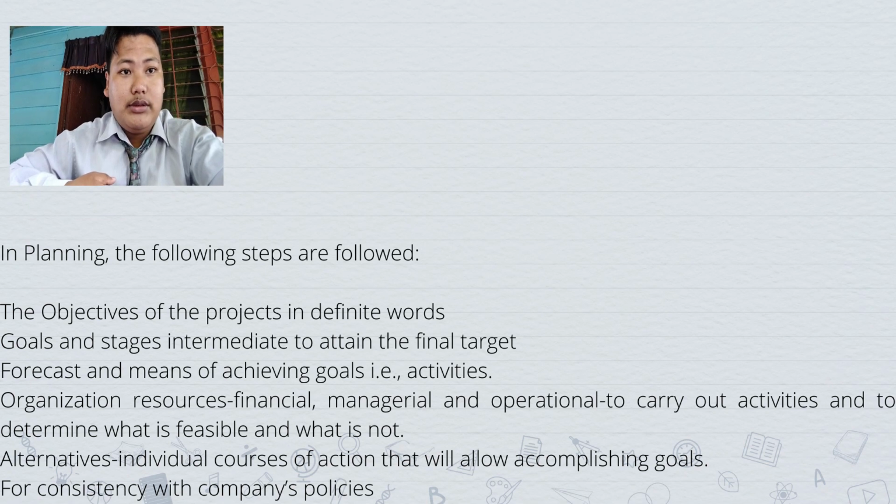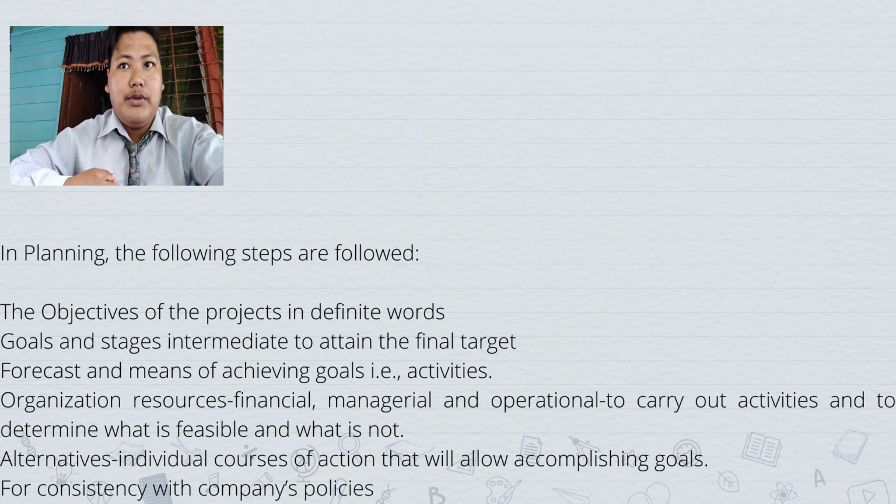In planning, there are several steps that need to be followed. The first one, the objectives of the project are defined in words, goals and intermediate stages to attain the final target. Forecast the means of achieving goals and activities. Organization's resources, financial, managerial, and operational, to carry out activities and to determine what is feasible and what is not. Alternative courses of action that will allow accomplishing goals with consistency with company policies. An alternative which is not only consistent with these goals and concepts but also one that can be accomplished with the evaluated resources, and decisions on the plan.